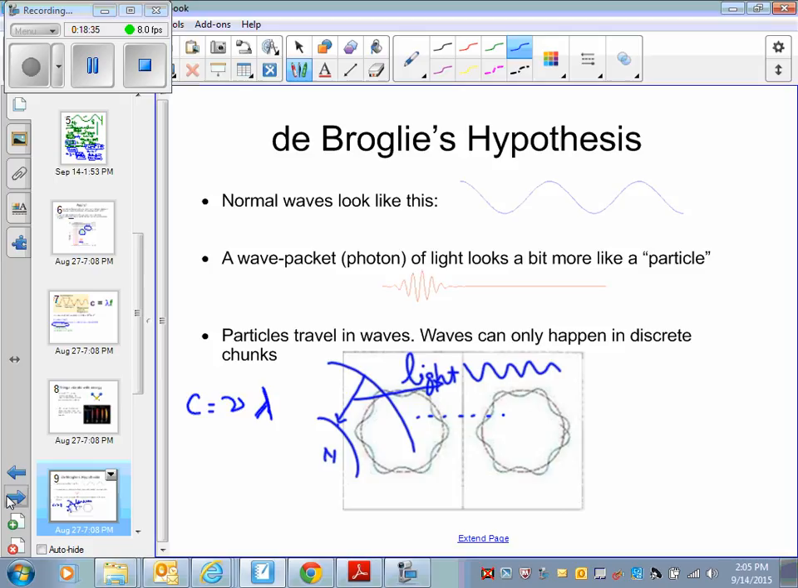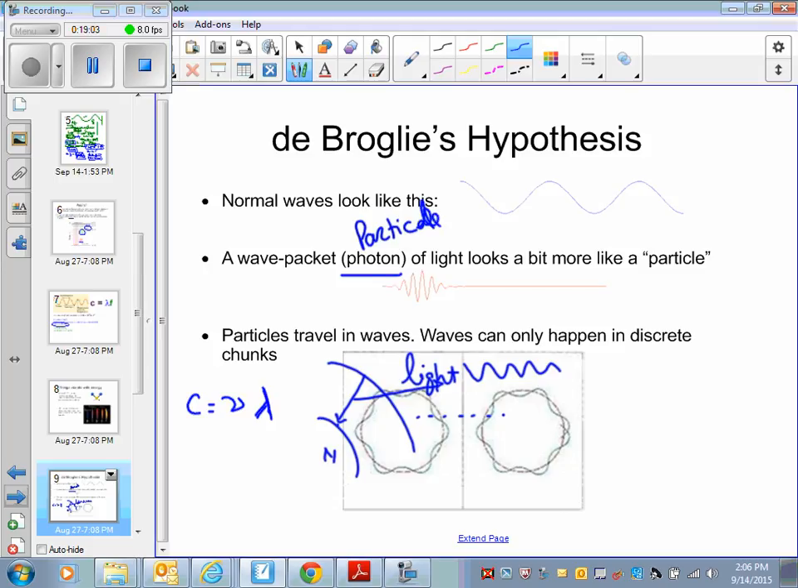So de Broglie was the scientist. He said that light has a dual nature. It comes out in the form of particles and waves. So this is what de Broglie is known for. A normal wave looks like this, a wave packet. That light particle I'm talking about is called a photon. Particle of light is called photon. You can spell it like that.